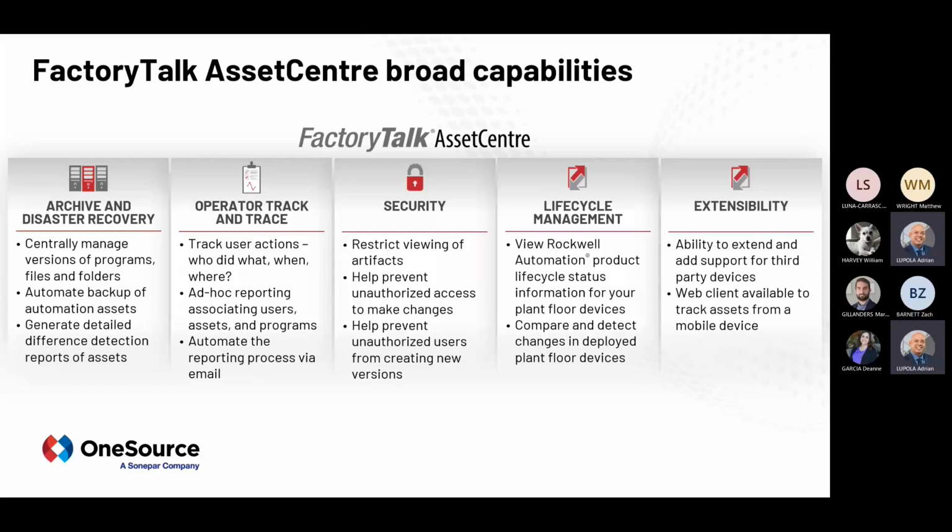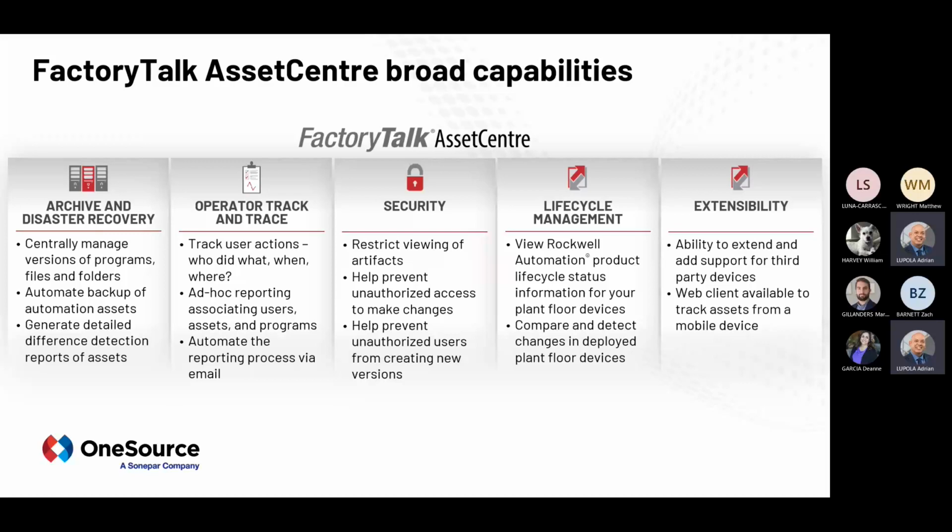As can be seen in this slide, FactoryTalk AssetCentre has a broad list of capabilities. The first is it can centrally manage versions of programs, files, and folders. It can kick off automated backups, generate detailed difference reports of your assets, and also through the archive and disaster recovery features, it can do all of these in one full software package.